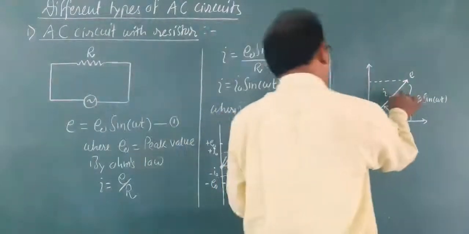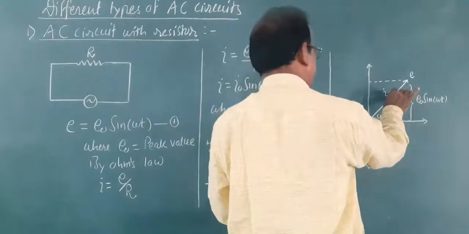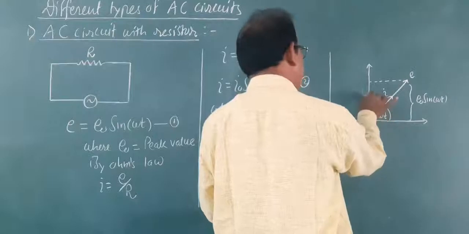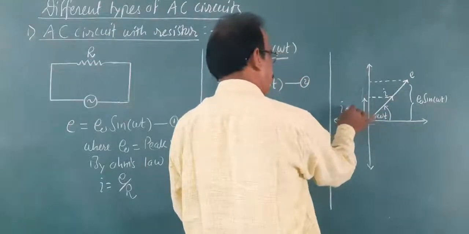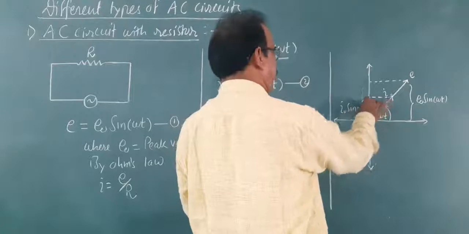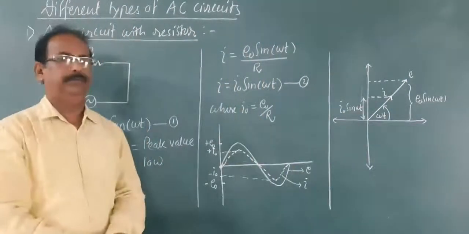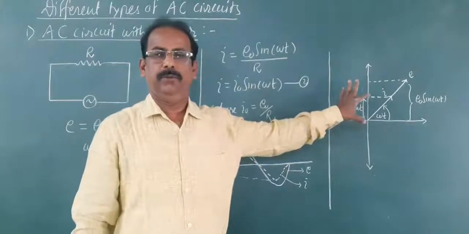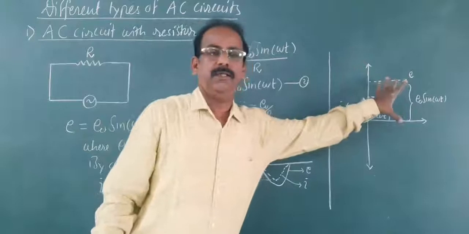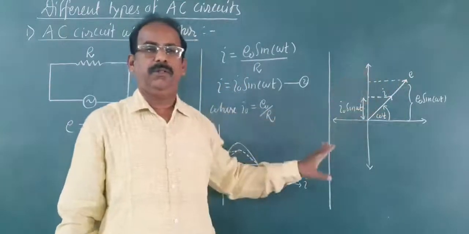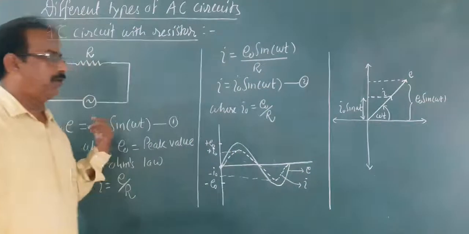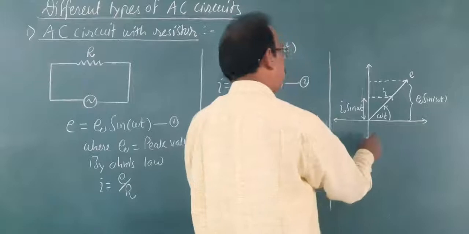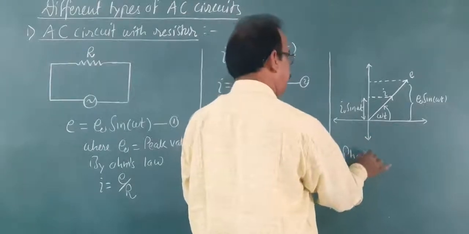The projection from the end point of the phasor of current on the vertical axis will give you the instantaneous value of current, which is I0 sine of omega t. This is the instantaneous value of current, and this is the instantaneous value of EMF. This is the phasor diagram for the pure resistor circuit.